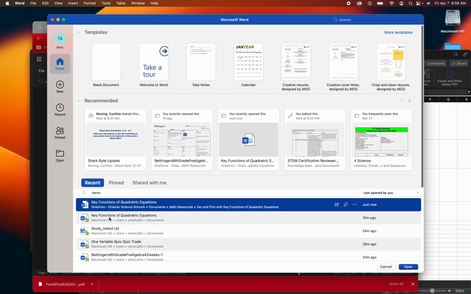So the Study Island questions, once it comes up, I took them from Study Island for key functions of quadratic equations. I picked about 25 of them to make sure we have enough for every single student to have one.